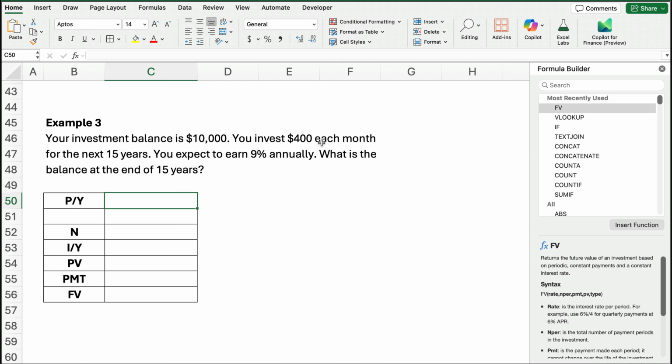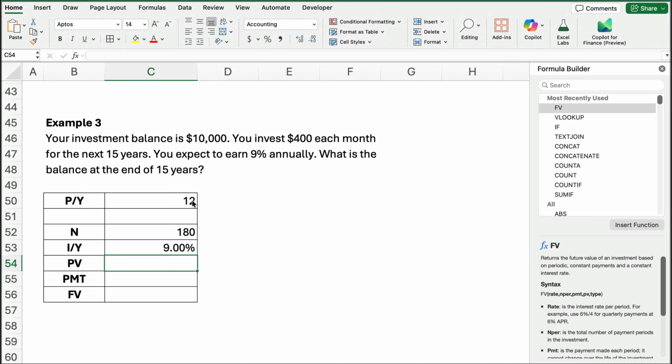We're going to assume that if we're investing monthly, then we're going to have monthly compounding. So we'll make it monthly. Now, the 9% is the annual rate. It's not a monthly rate every month. You're going to earn 9% for the full year, but it's going to be compounded monthly. The number of periods is going to be what? Well, 15 years times 12 months. That's going to be 180 consecutive months.